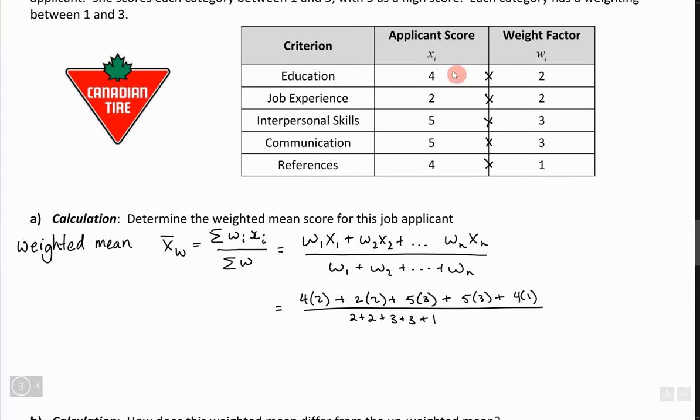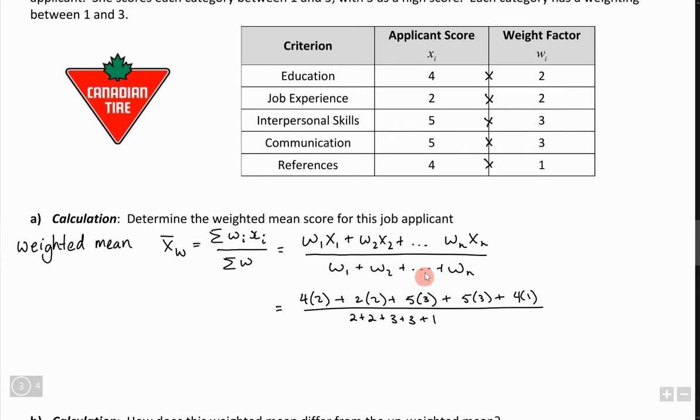You can kind of think of this as the weight factors telling you how many times I'm considering this education score. So I'm going to consider the education scores twice, so 4 and 4, then 2 and 2, and then 5, 5, 5 again, and then 1, 4. So basically, the weight factor is either doubling or tripling the number that I have here, which is why when we divide, instead of dividing by the number of numbers, I'm dividing by the number of weights, which is 2 plus 2 plus 3 plus 3 plus 1, which is 11.